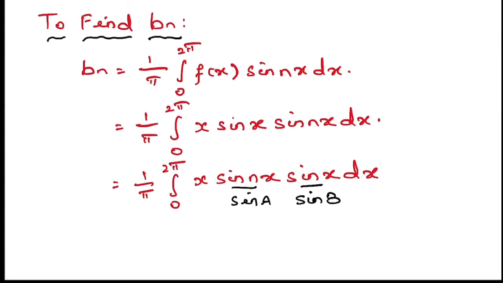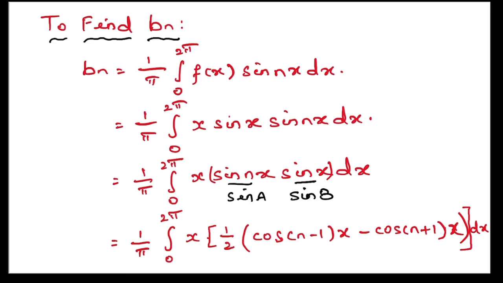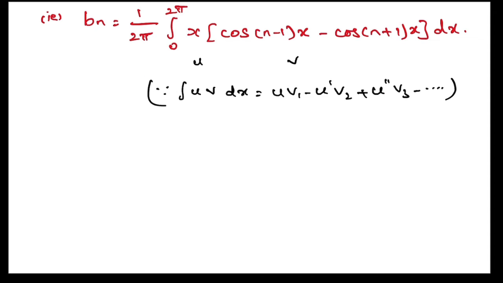Now to find bn. Bn is equal to 1 by pi integral 0 to 2 pi f of x sin nx dx. Substitute the given function in place of f of x. We have 1 by pi integral 0 to 2 pi x into sin nx sin x dx. Now it is like sin a sin b. Apply 2 sin a sin b formula here. We get, taking 1 by 2 outside, 1 by 2 pi integral 0 to 2 pi x into cos n minus 1 into x minus cos n plus 1 into x dx.